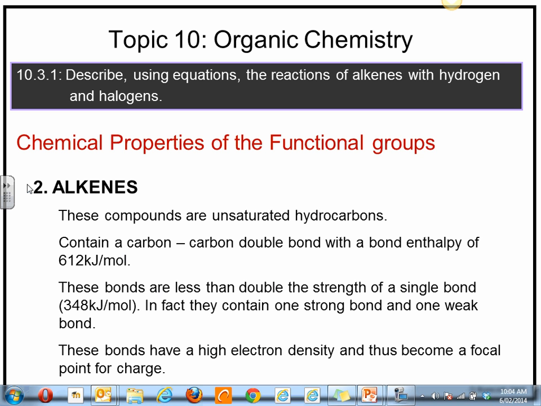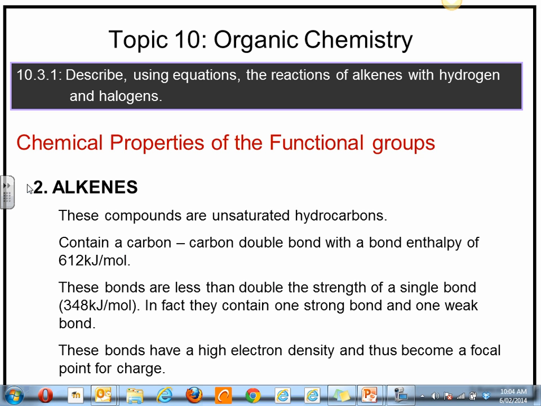But the thing you have to understand, which you might not know just yet, but going on to a higher level you will, is that a double bond is not two single bonds. Definitely not two single bonds. Look, this is the bond enthalpy for a single bond, 348. You double 348 and you get 696. And 696 is not the bond enthalpy for a double bond. The bond enthalpy for a double bond is 612.